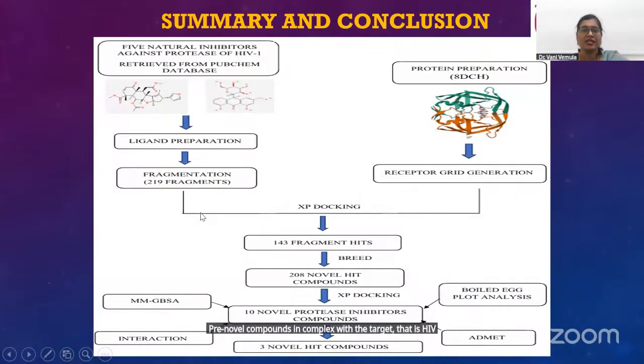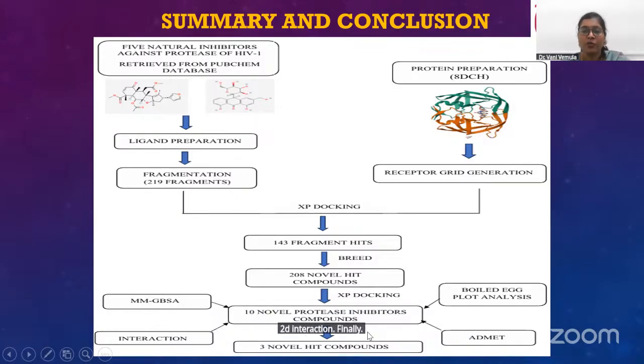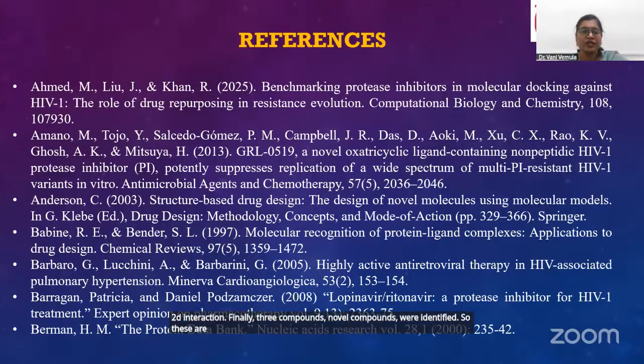So for the summary and conclusion, all the steps are shown in the form of a flowchart. The natural compounds from PubChem, the target from the PDB, receptor grid generation, fragmentation, XP docking, fragments, breeding, and then 10 compounds. These were subjected to MMGBSA, ADMET, boiled egg plot analysis, and 2D interaction. Finally, 3 novel compounds were identified. So these are the important references used for this study.